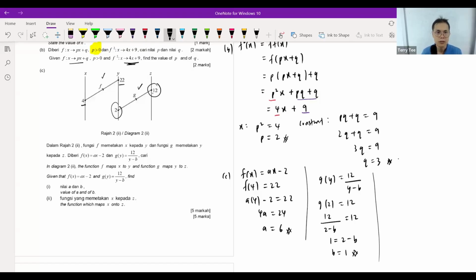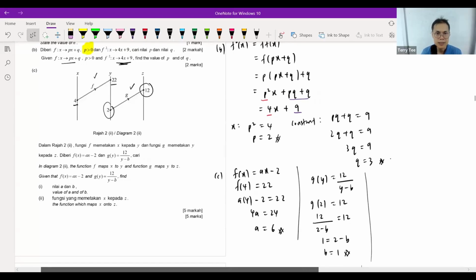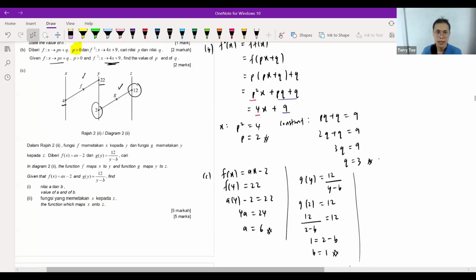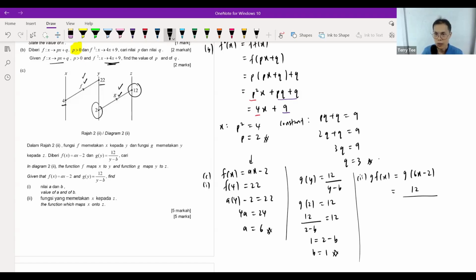All right, lastly, you're finding the function that maps x onto z. x onto z means the function that occurs first is f, followed by g. So we write this as part C Roman 2, gf(x). gf(x) means f(x) happens first. Now that I know my f(x), I know my a is 6. I put 6 inside. You should get 6x minus 2. That 6x minus 2, we substitute inside your g. Your g will be 12 over, your y is 6x minus 2, your b is 1. You get 12 over 6x minus 3.